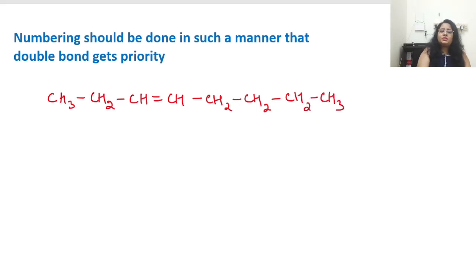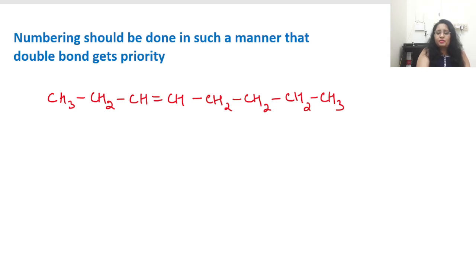Some very bulky chain is there. Now we need to name this chain. What should be the name and how will we write the name? So first of all, the number of carbon atoms we need to count. Second thing, the position of the bond.